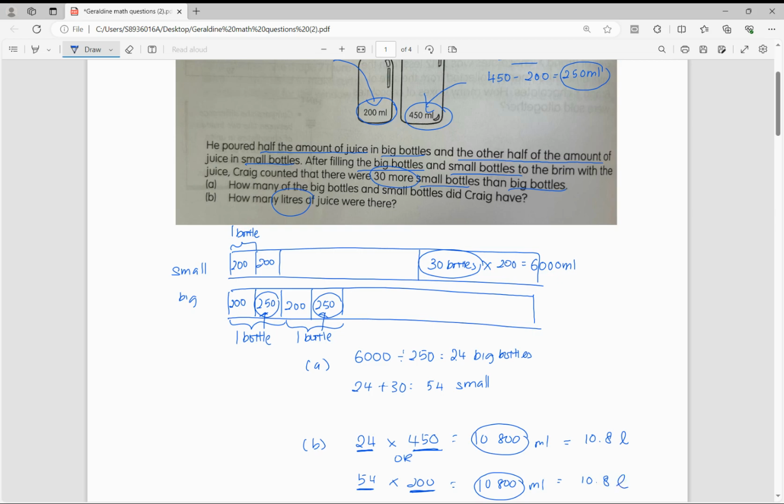Bear in mind that the amount that we pour into both big and small are the same. I hope this is clear enough for you. In case you still don't understand why, let me just indicate here for you. This extra 30 bottles is needed for the small ones because of these groups of 250. 30 bottles of small ones is 30 times 200, 6,000 ml. So this extra 6,000 ml is created because of these groups of 250. That's why I took 6,000 divided by 250. I found that there are 24 groups of these 250, which means there are 24 big bottles, and that means my small is 24 plus 30, 54 small.